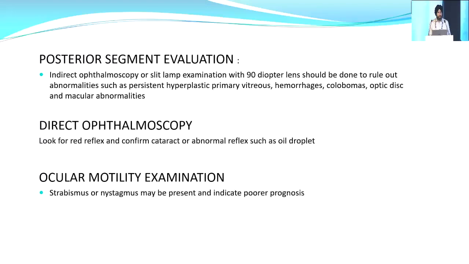Of course, distant direct ophthalmoscopy is one good thing in young children. You can just see if there's a good bright reflex or is there some kind of an opacity in between. Ocular motility examination, very important. Unilateral cataracts usually have a strabismus. They can have nystagmus, which is again a pointer towards a poor visual outcome.